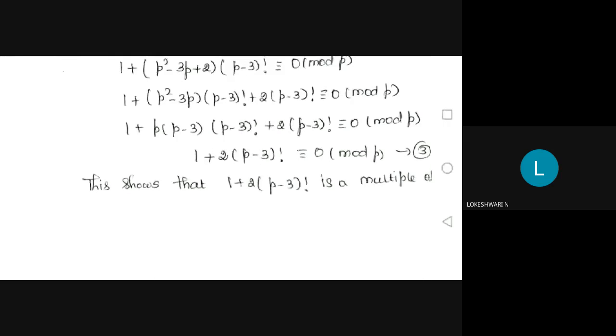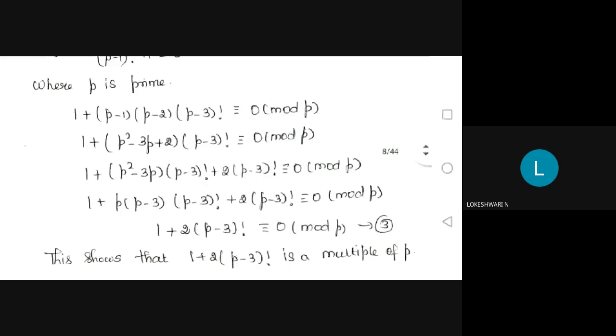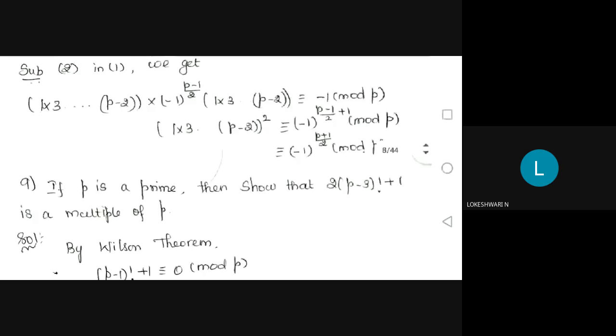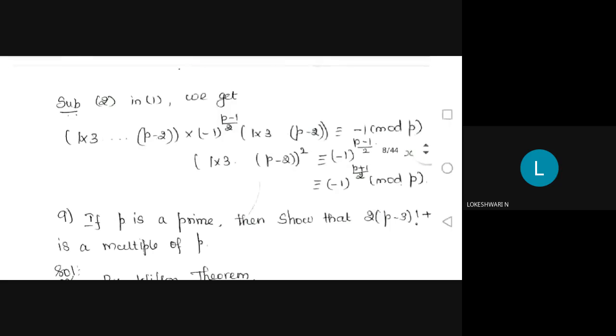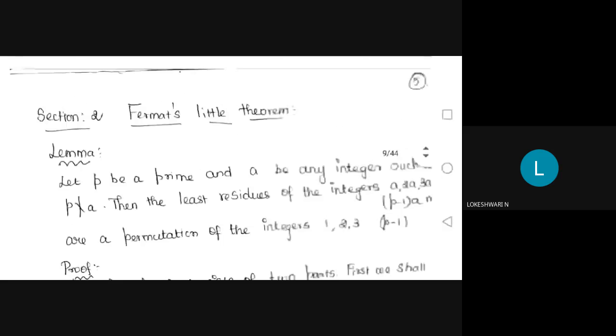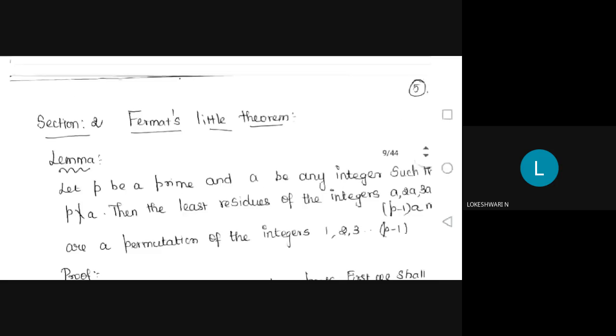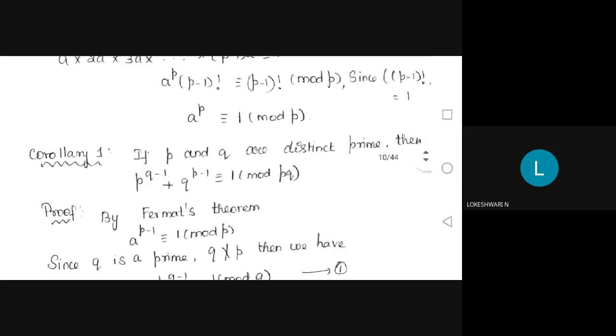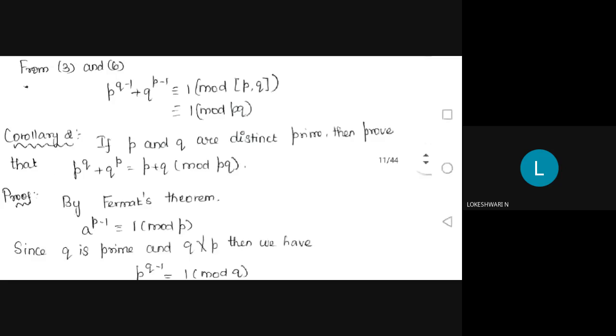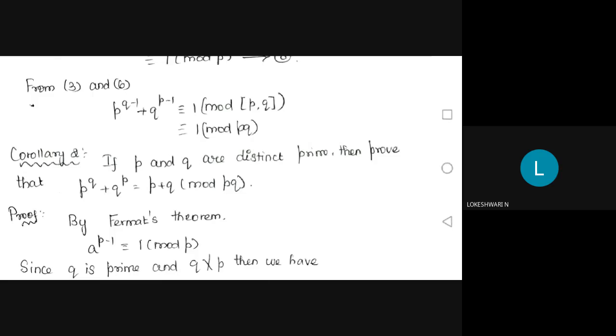So in this unit, so far we have discussed Wilson's theorem and the problems based on Wilson's theorem. And in this class, we have seen the lemma and Fermat's little theorem, and we have discussed one corollary. And the second corollary is, if p and q are distinct primes, then prove that p power q minus 1 plus q power p minus 1 is congruent to 1 mod pq.